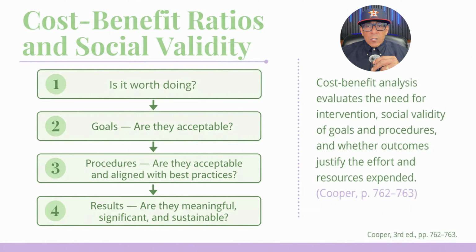Social validity asks whether the goals of the planned intervention are acceptable, whether the procedures are acceptable and aligned with best treatment practices, and whether the results show meaningful, significant, and sustainable change. For C7 cost-benefit analysis, it also connects to whether the goal, procedure, outcome, effort, and resource use make sense for the child and context. The text does not provide a step-by-step cost-benefit formula in the measurement chapter. It does explicitly connect proposed interventions to social validity and cost-benefit ratios.